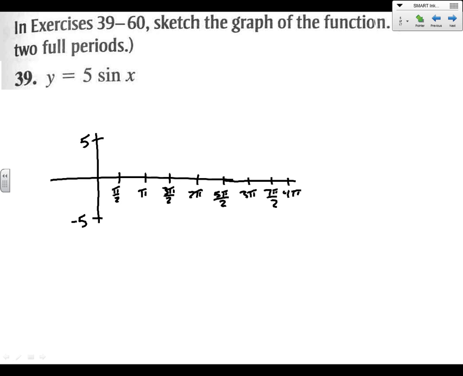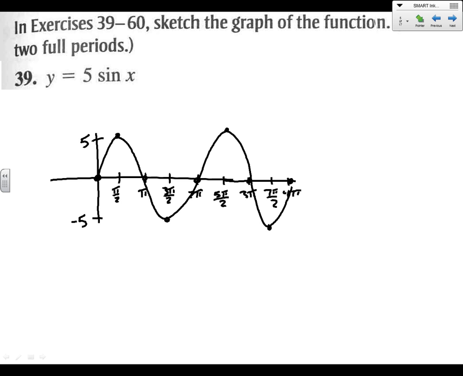And remember, sine always starts at 0. So it starts at 0, it goes up, it comes down, it goes down again, it comes up, and there's a full period. We want 2 periods, so we'll keep going. We go up, we come back to 0, we go down, and we come back up to 0. Let's connect our dots in a nice curve. And there we go. We've got 5 sine x over 2 periods.